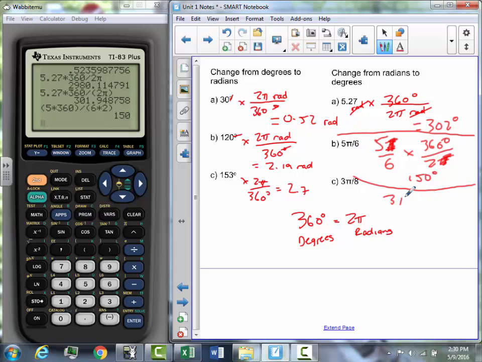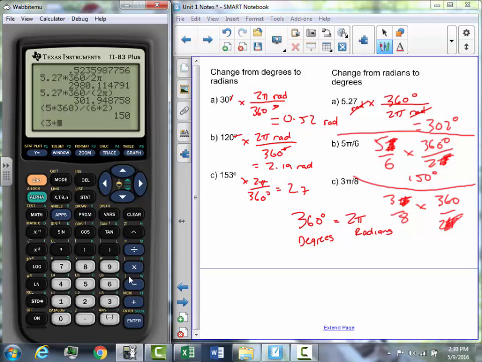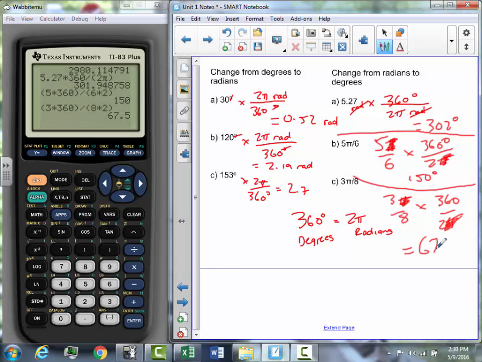You just do, say, 3 pi over 8 times 360 divided by 2 pi. Cancel out pi and do bracket 3 times 360 divided by bracket 8 times 2. Make sense so far? Okay.